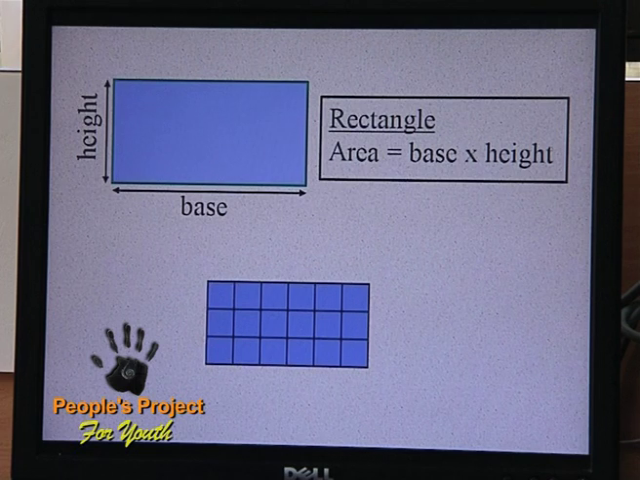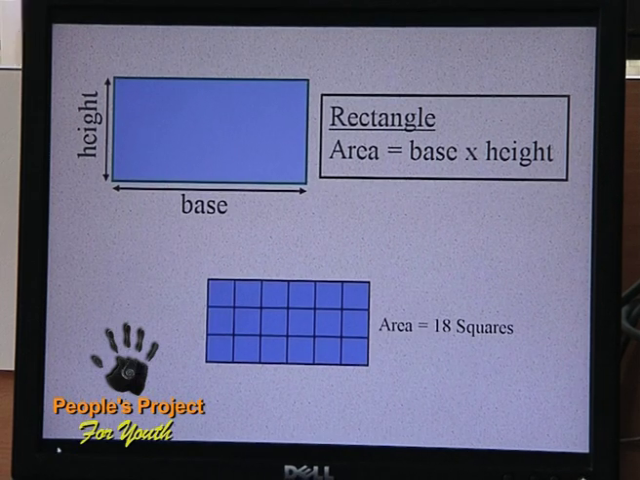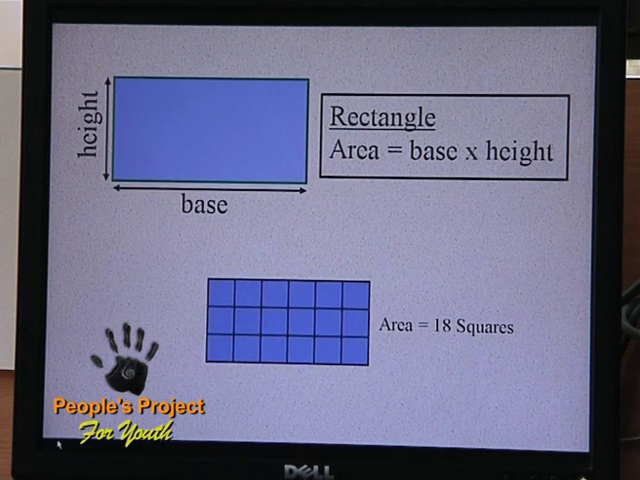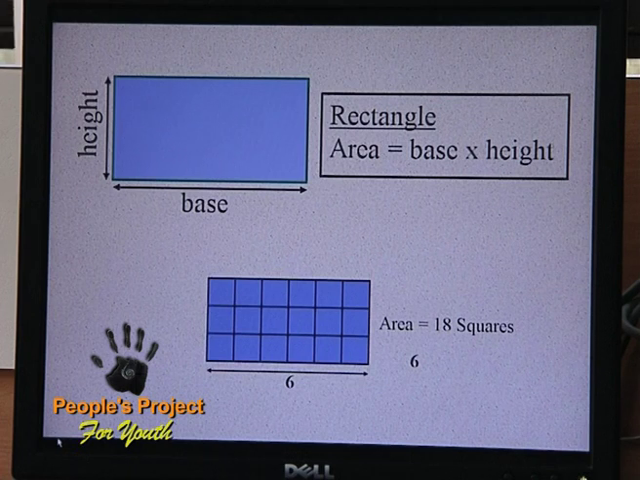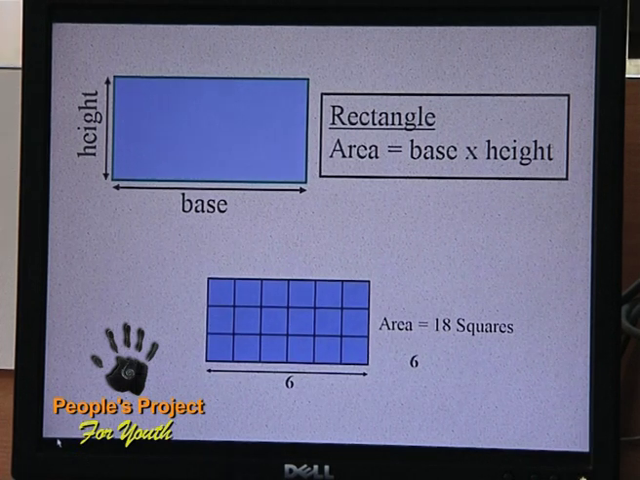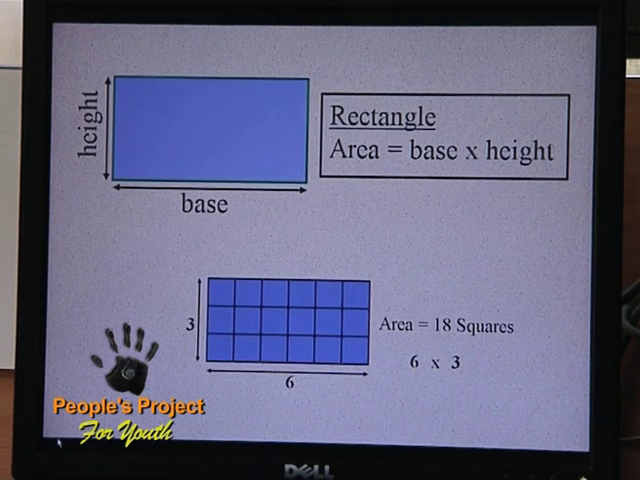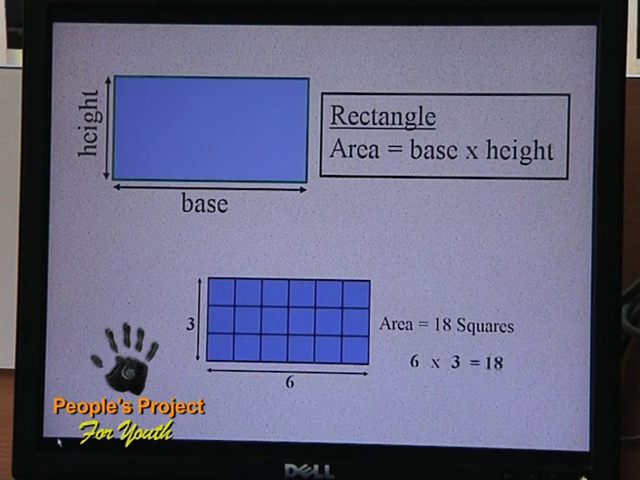If we divide our rectangle into small squares that are 1 centimetre square, if we counted them, we could see that we had an area of 18 squares. 6 columns along the bottom and 3 rows up the side. So 6 times 3 is 18. And that is why we say that it is base times height.